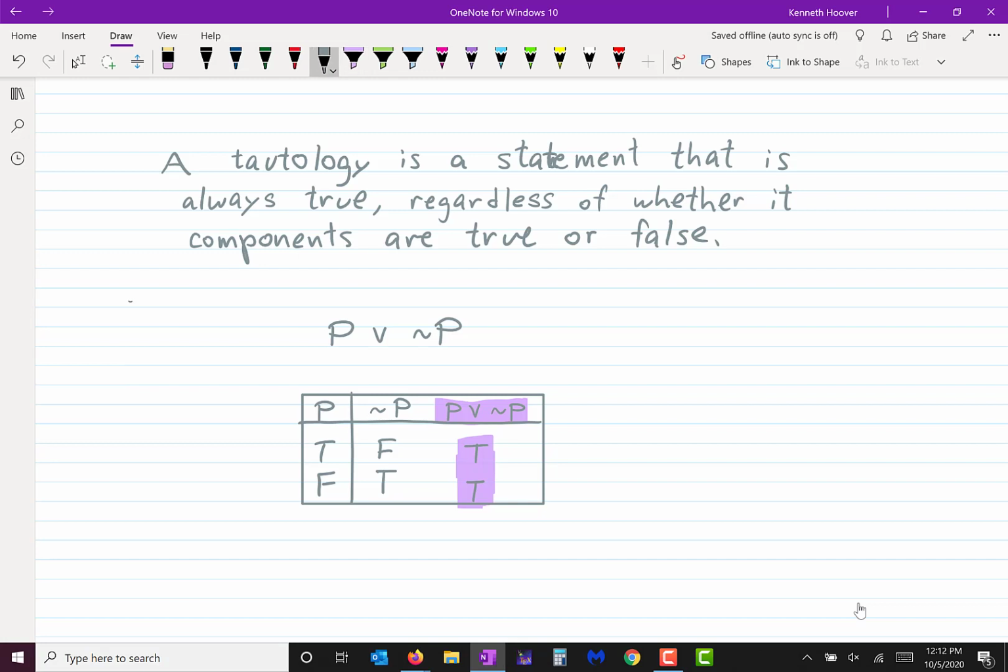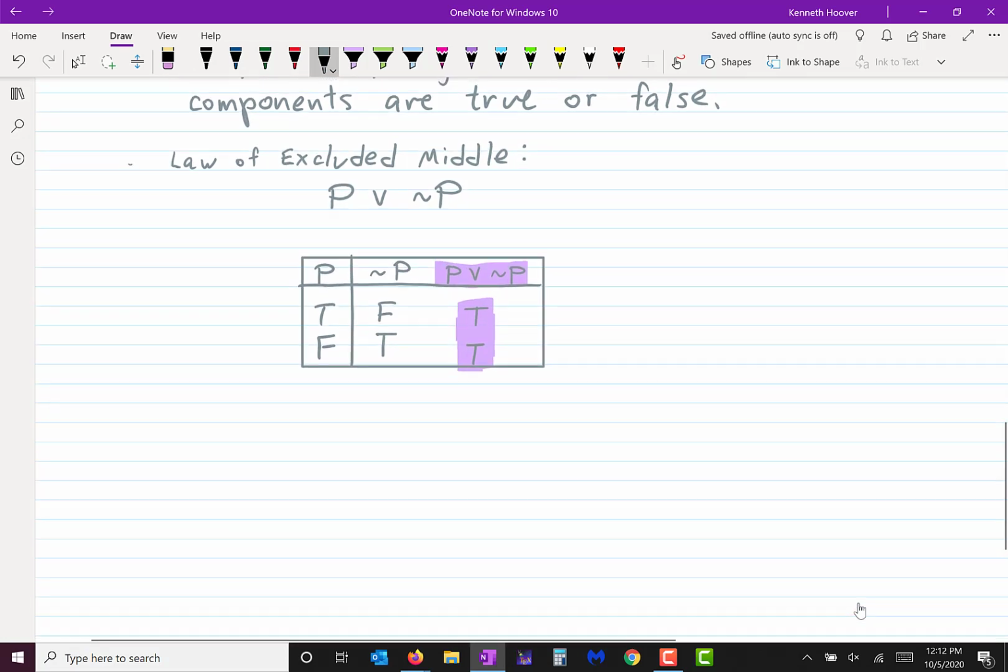Okay, some tautologies are famous and have names. This one is called the law of excluded middle. And you don't see it a lot, but it's crucially important because there's a method of proof called proof by contradiction, and the only reason a proof by contradiction is valid is because of the law of excluded middle. Okay? Here's a couple of other ones.